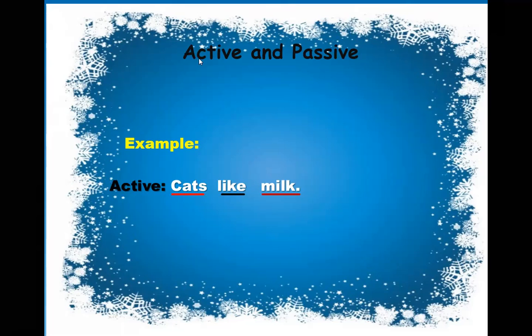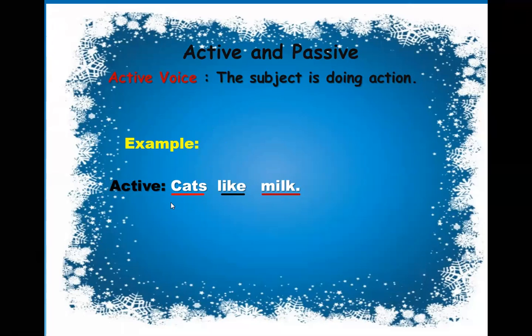Okay, what's the active voice? The subject is doing the action in the active sentence. We know the subject, like in this example: Cats like milk. Where is the subject here? They are the cats. And where is the verb? It's like. And what do they like? They like milk.